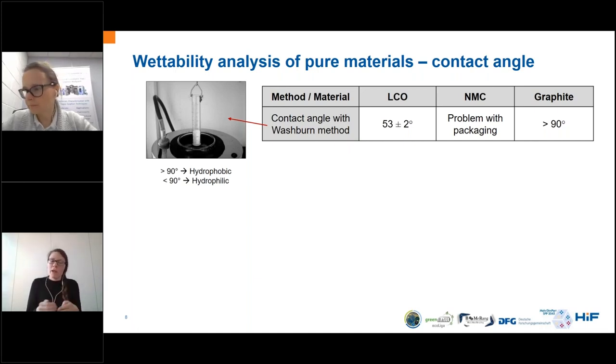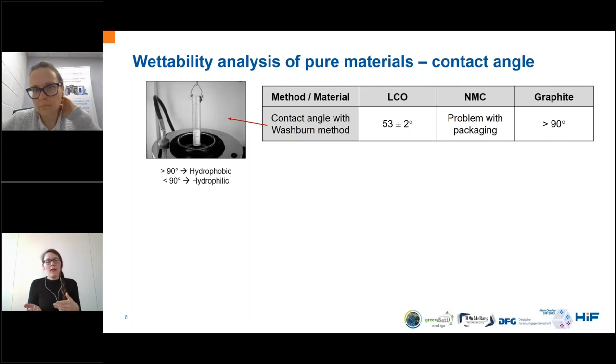So for the LCO, we got a contact angle of roughly 50 degrees, but for the NMC, we were not able to get a proper contact angle because we had some problem with the packaging, which is probably due to swelling. So after the evaluation, we saw that the data set, let's say, is not meaningful for the evaluation. So here, unfortunately, this didn't work and we didn't get a contact angle.